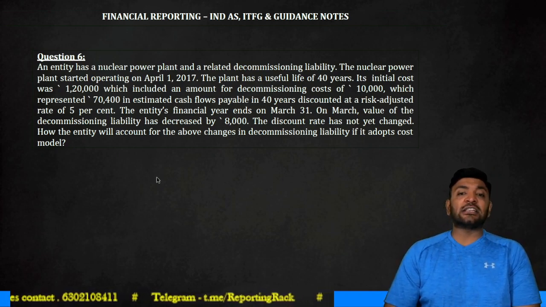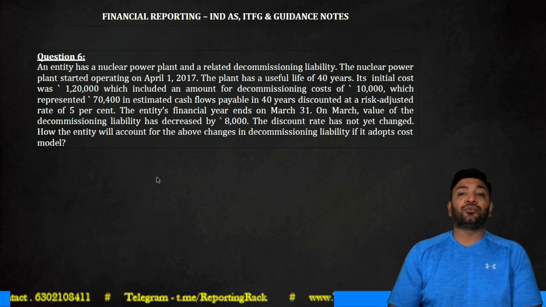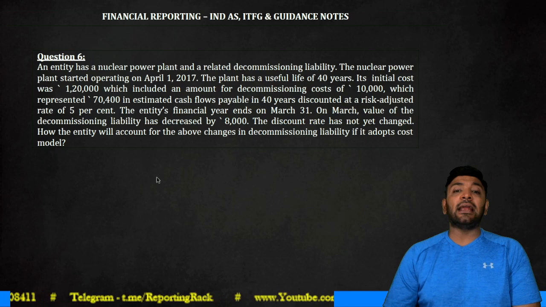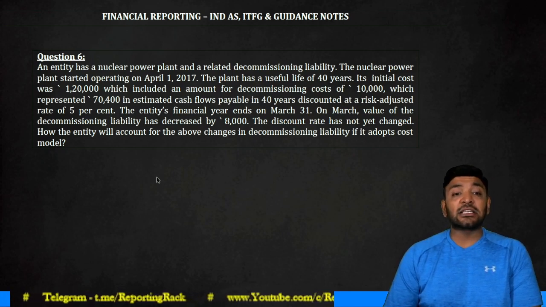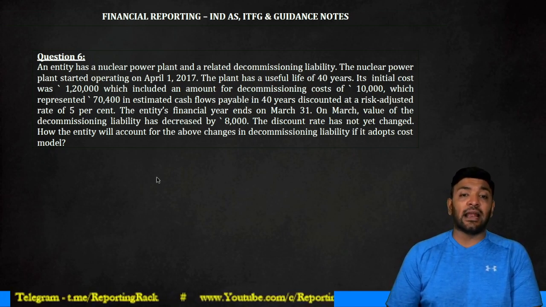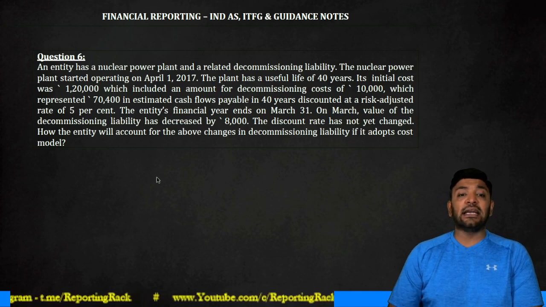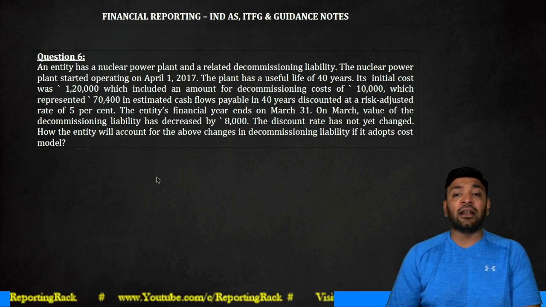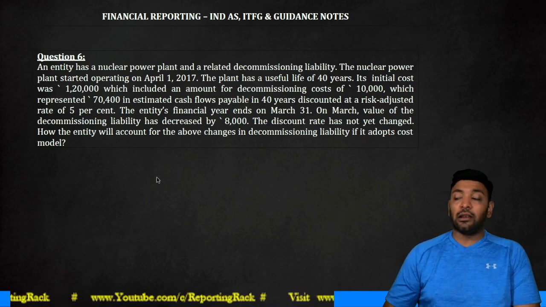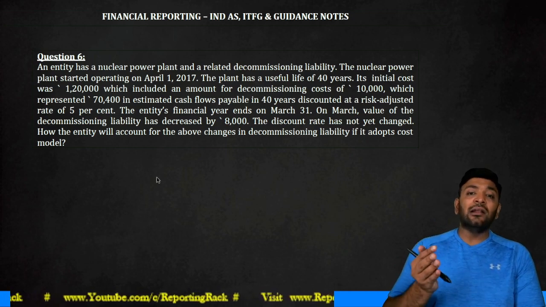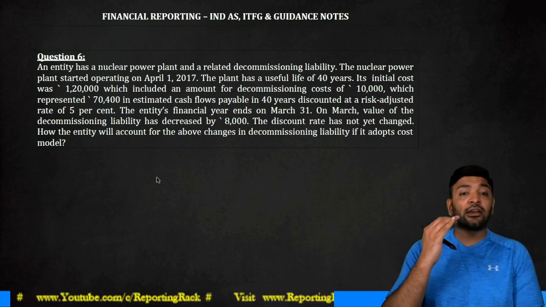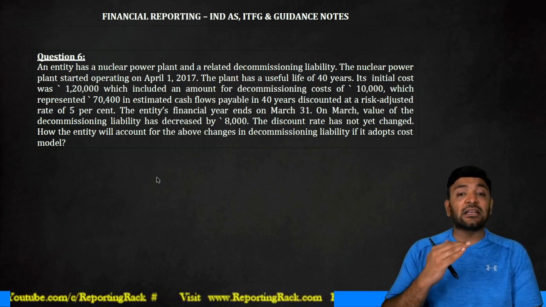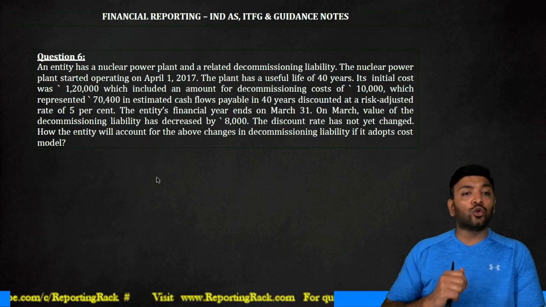The entity's financial statements end on 31st March. On 31st March, the decommissioning liability is decreased by 8,000, and the discount rate is unchanged. How will this account for a change in the decommissioning liability if it adopts the cost model? The decommissioning liability of 10,000 included in the cost is reduced by 8,000. That means today the present value of the decommissioning cost is only 2,000.